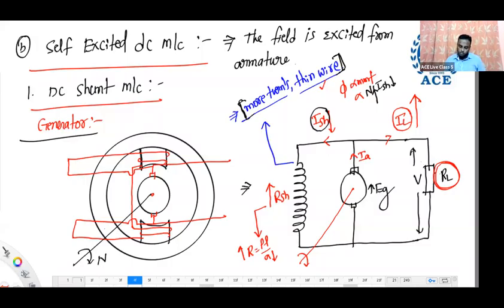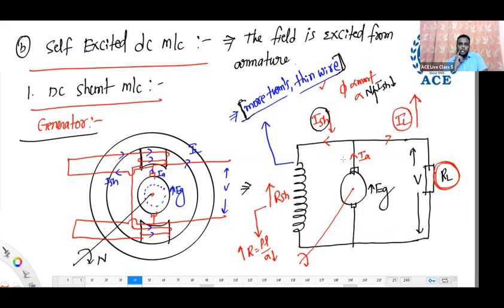Now observe. Whenever we rotate, an EMF will be induced. This is EG. This is armature current. In that, some current will go to the field winding as field current. Now, when there is a current, flux will be produced and EMF induced. This is our load current, terminal voltage. But in self-excited generators, there are some conditions. If those conditions are satisfied, then only voltage builds up. Otherwise, no voltage.